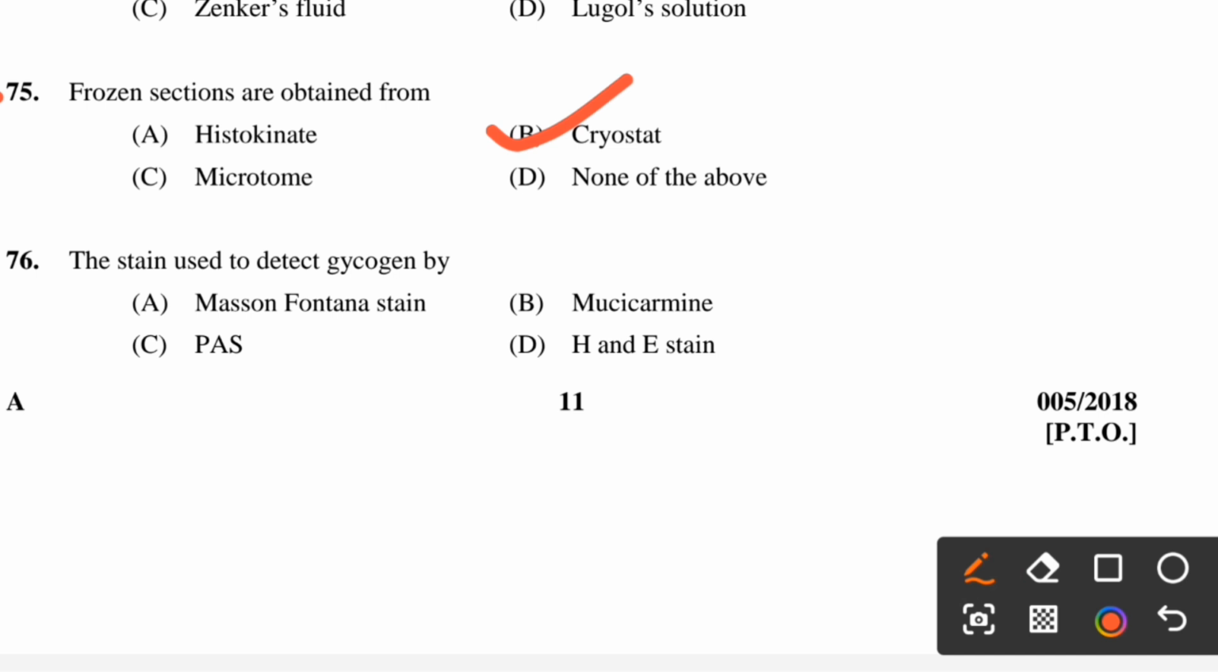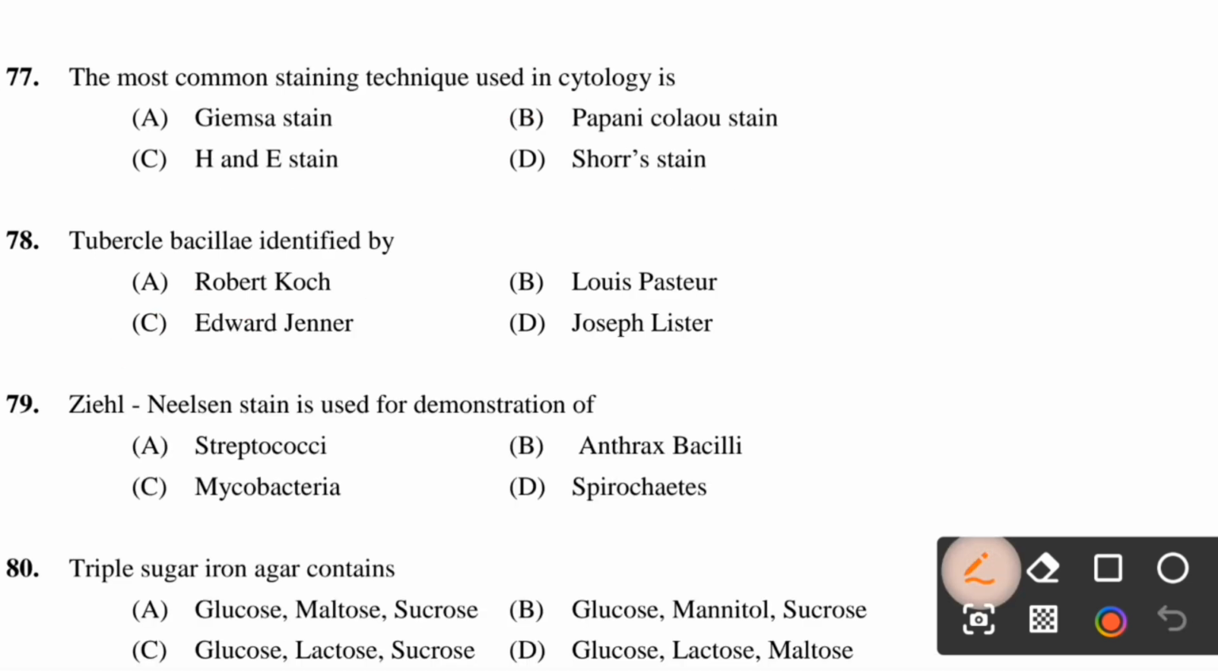Next question, the stain used to detect glycogen: Masson-Fontana stain, mucicarmine stain, periodic acid Schiff stain, H&E. The right answer is periodic acid Schiff stain. Next question, the most common staining technique used in cytology. The right answer is option B, Papanicolaou staining. Next one, tubercle bacilli identified by. The right answer is option A, Robert Koch.